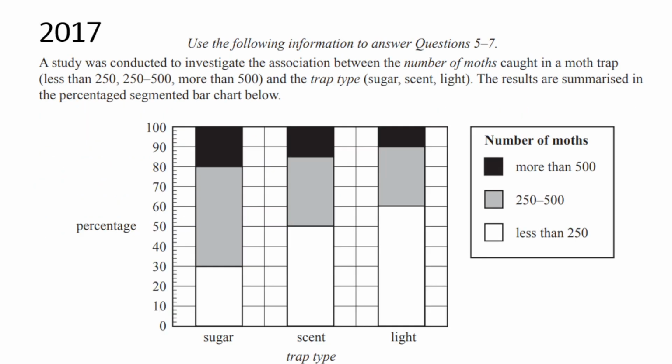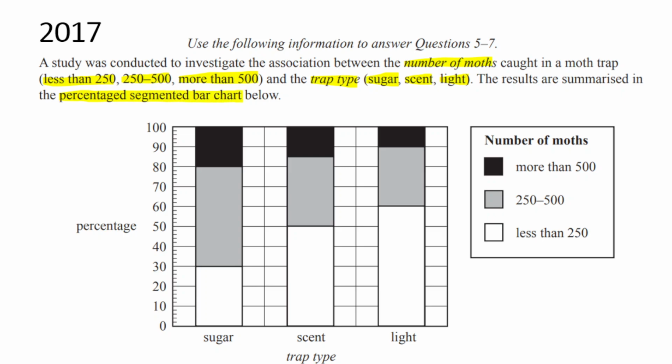Okay, so this is a question from the 2017 exam. A study was conducted to investigate the association between the number of moths caught in a moth trap, and that is described as less than 250, 250 to 500, or more than 500, and the trap type: sugar, scent, light. The results are summarized in a percentaged segmented bar chart below.